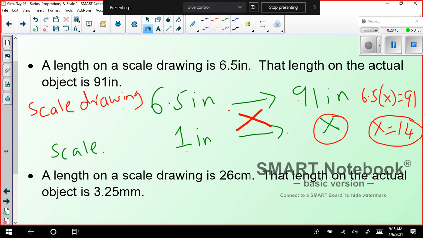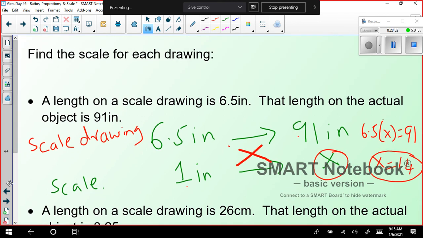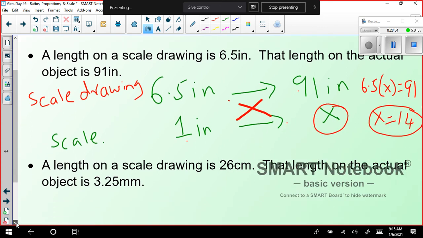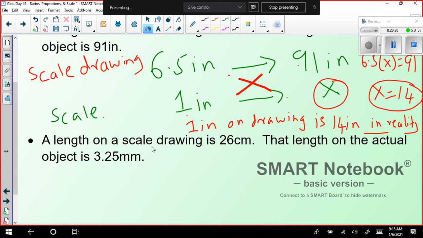So the scale they had asked us for: 1 inch on map should be equal to 14 inches in reality. Scale is 1 inch on drawing is 14 inches in reality. That's your scale. That should have been your final answer. I'll give you like a minute or so. Just complete this one. Use your chat once you have the answer for this.